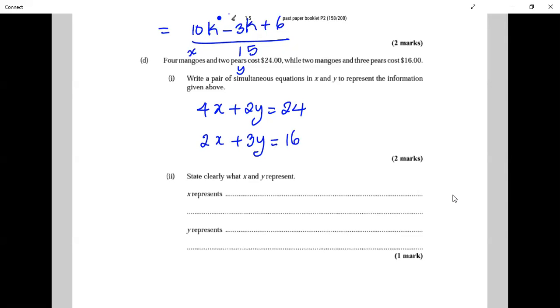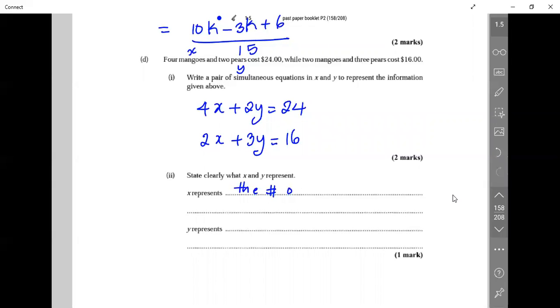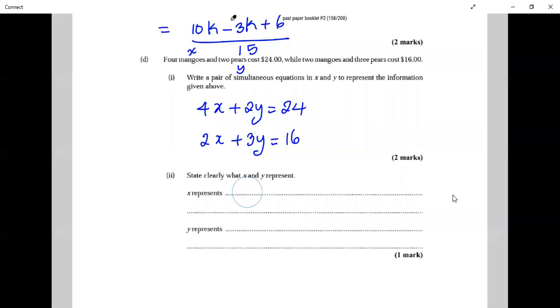We're to state clearly what x and y represent. So x represents the number of, sorry, no, that's not true. x here is the cost of 1 mango. x represents the cost of 1 mango. And y represents the cost of 1 pear.